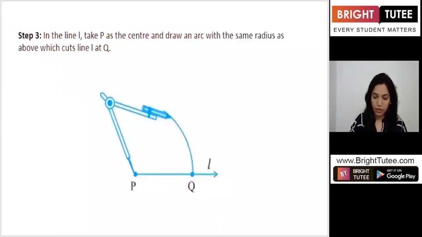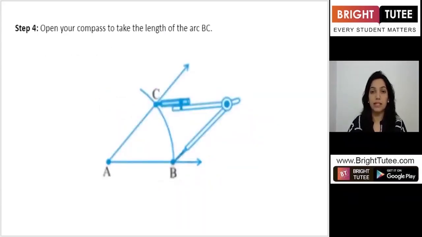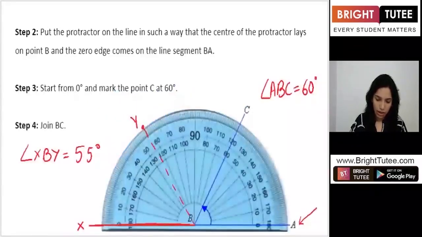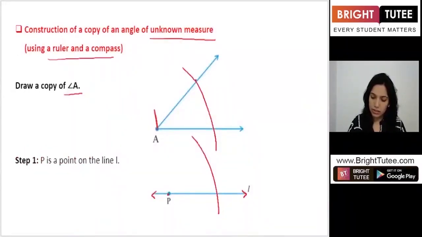Clear? Now when you are done with this step, it says take P as the center and draw an arc with the same radius as above, which cuts line L at Q. So here you have marked the point Q. Now moving on to the next step. It says open your compass to take the length of the arc BC. So where is this arc BC? If you can see, it is right here. I'll just show you the image. Where you took the angle A, here this is point B and this is point C.